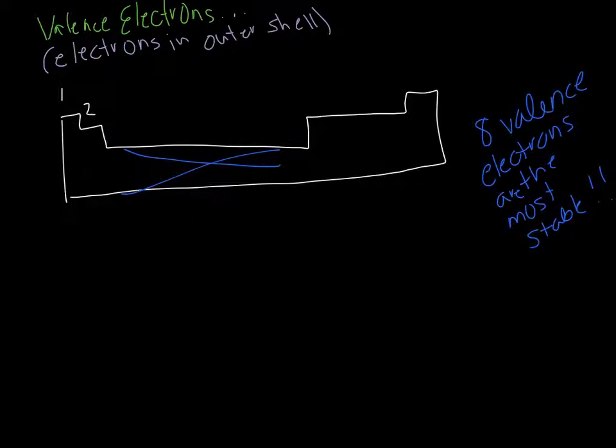So we've got 1 in the first column. These have 1 valence electron. The second family, group 2, has 2 valence electrons. Skip over to group 13, has 3. 14 has 4. 15 has 5. 16 has 6. 17 has 7. And then the noble gases have 8 valence electrons, and they're the most stable.